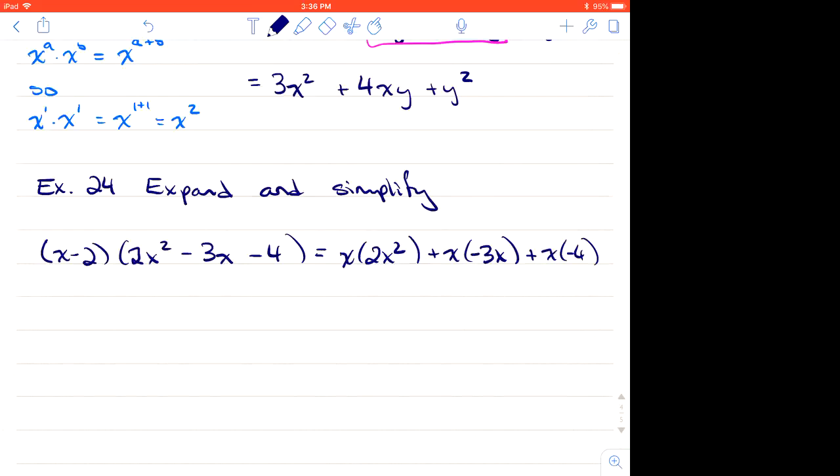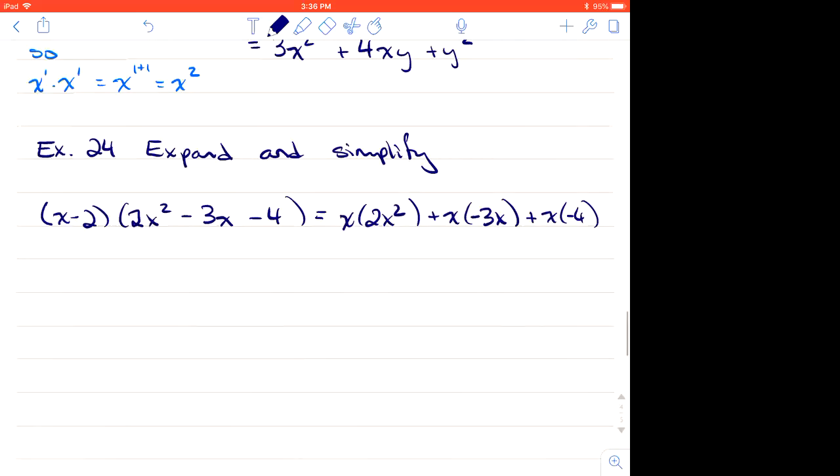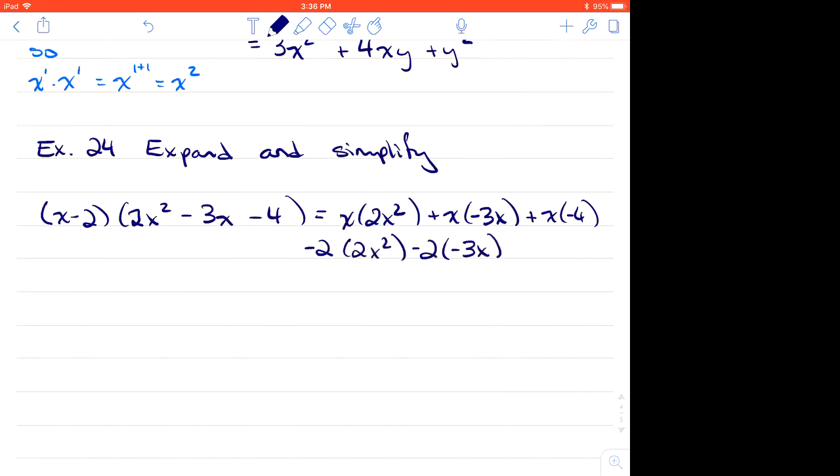Oh, and I guess I ran out of room. All my other ones will be minus 2 times 2x squared, minus 2 times negative 3x, minus 2 times negative 4. Give myself a little bit more room here.